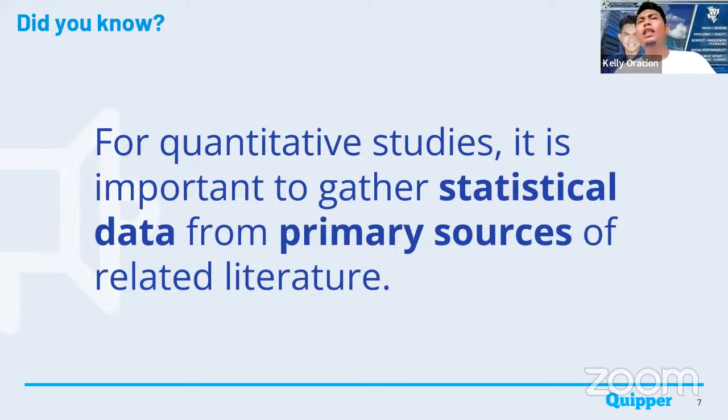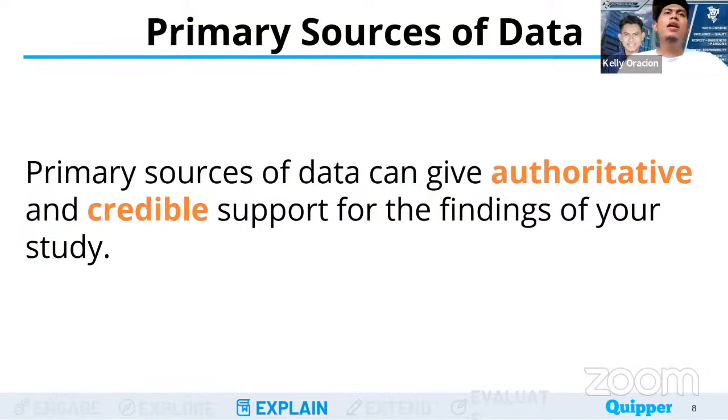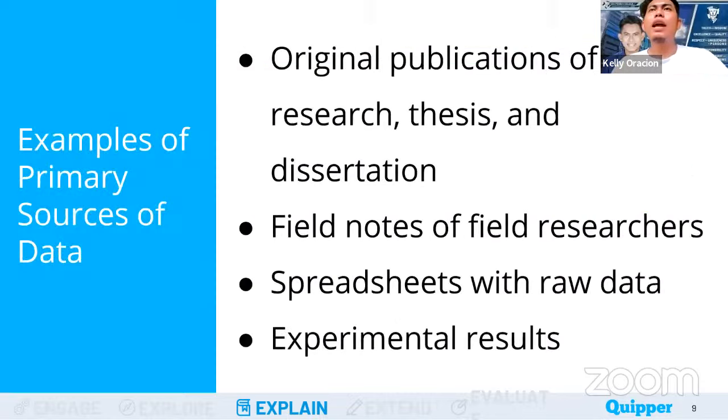Now, in quantitative research, statistical findings are key elements of a good literature review, which are originally found in primary sources of data, while secondary sources of data offer summaries of these findings that serve as useful quick references for your study. Again, examples are original publications, research theses and dissertations, field notes of field researchers, spreadsheets with raw data, and experimental results.